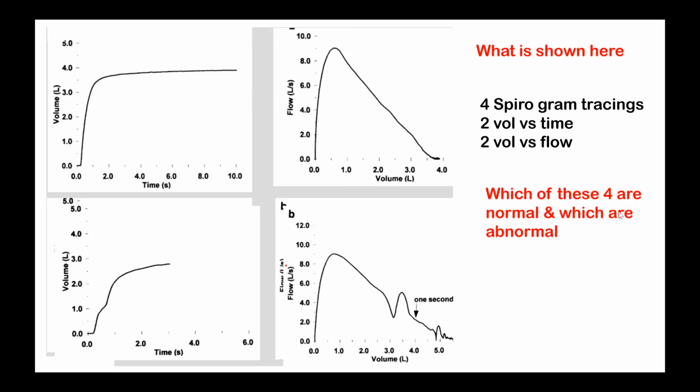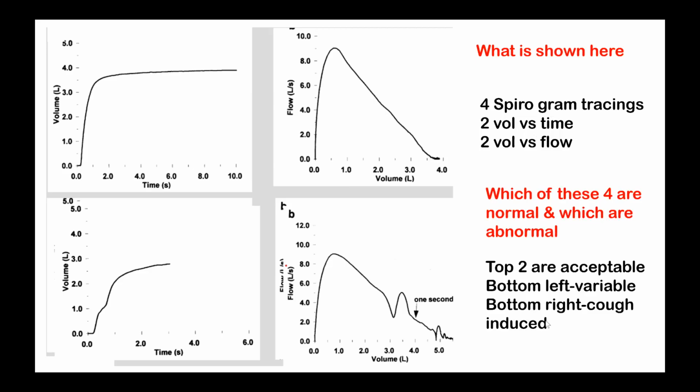Now, which of the four are normal, which are abnormal? The bottom two are abnormal. The top two are acceptable. Bottom left is a variable effort. Bottom right is cough induced.